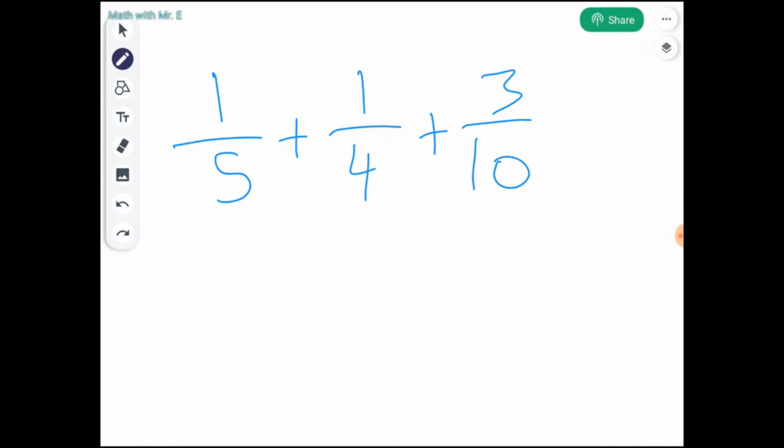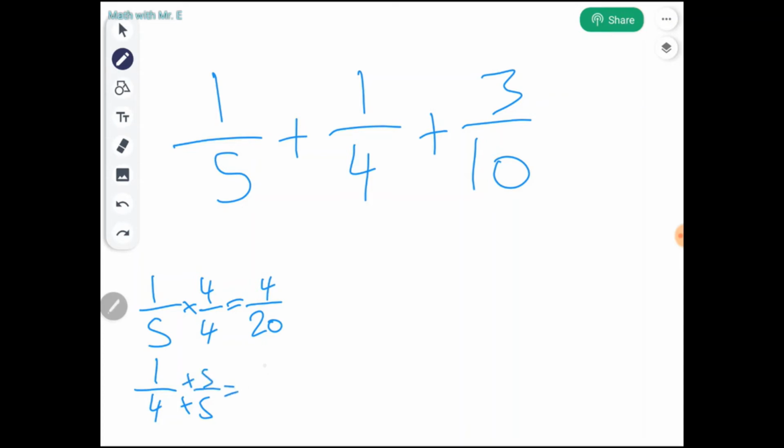Alright, so first we're going to find our least common denominator, which we can probably all see is 20. So now we need equivalent fractions. So 1/5, 5 times 4 equals 20. 1 times 4 equals 4. So we've got 4/20. 1/4, 4 times 5 equals 20. So 1 times 5 equals 5/20. And finally, we've got 3/10. 10 times 2 equals 20, and 3 times 2 equals 6.